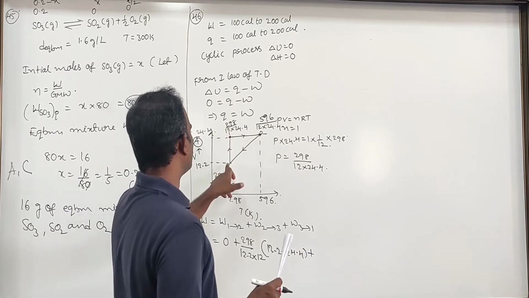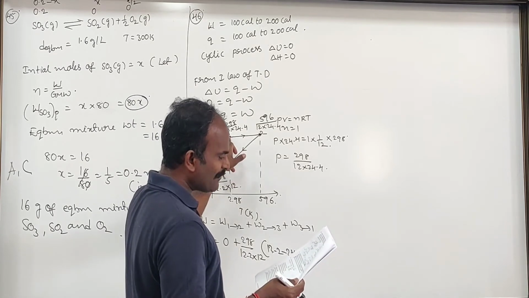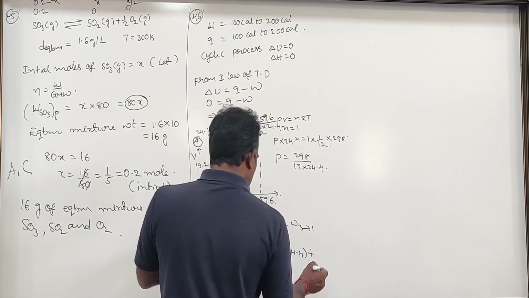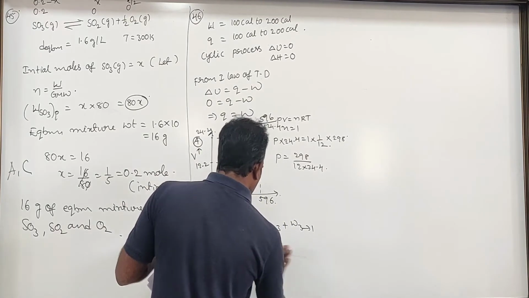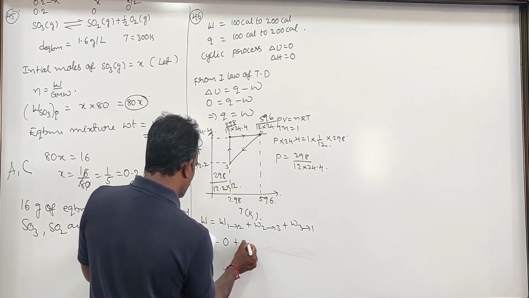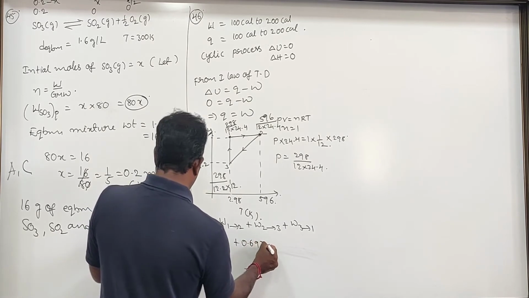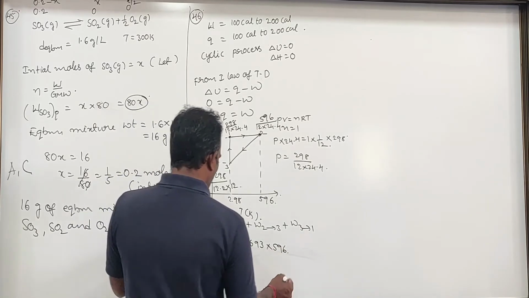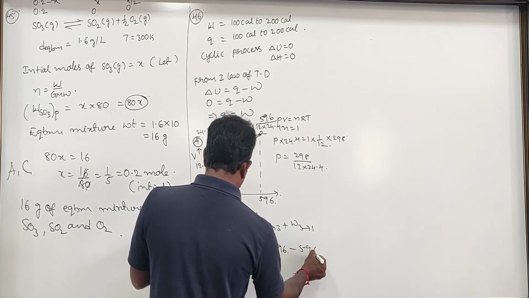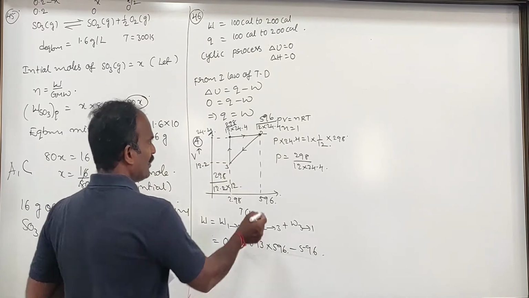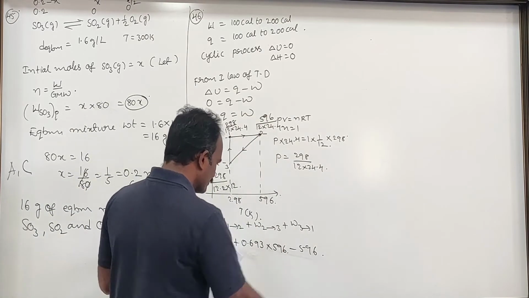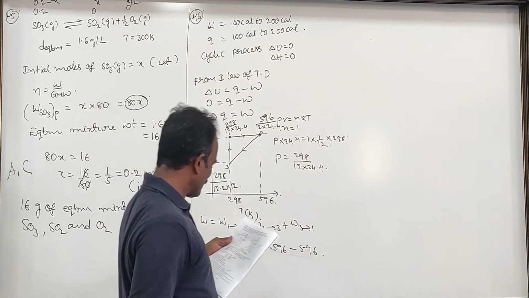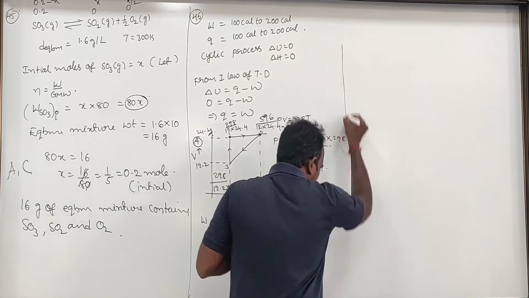Next here again minus P external into delta V. This total value will come out as 0.693. You calculate, I am not doing the calculations. Another value will come out as minus 596, and here the work is going to be 0. This value will come in between 100 to 200 calories. If you want, you can check.